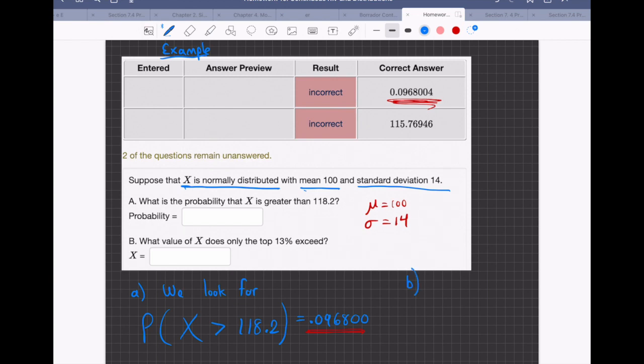What value of x does only the top 13% exceed? In this case, when you have problems related to normal distributions, you can typically have two problems. The first one is, given a number for x, what is the proportion or the percentile or the percentage, or the area under the curve. You're given one value of x, you find the probability, the percentage, or the area. The other type of problem is you are given a percentage, you have to find the value of x that satisfies that. I forgot to say this, but well, first let me complete this problem.